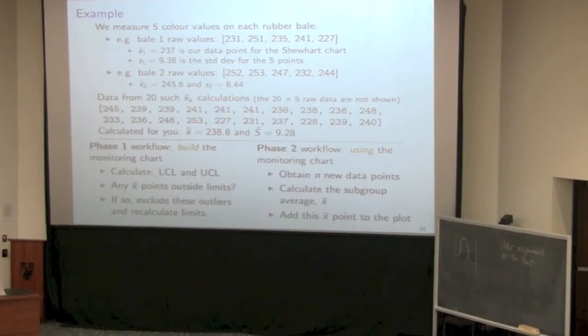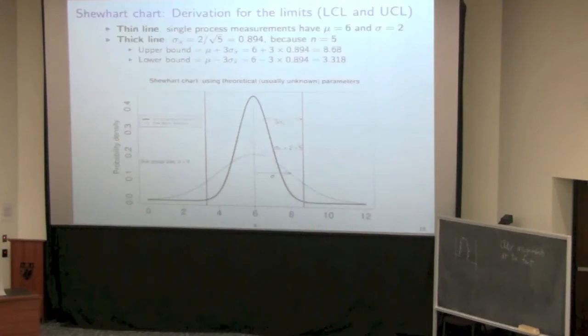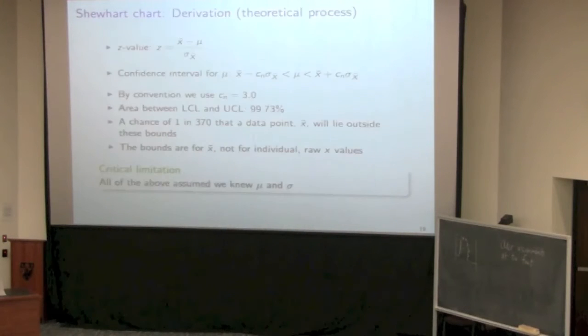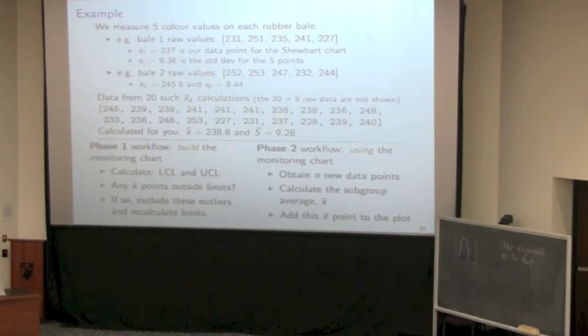So five values, calculate the average, throw the raw data away, you'll never use those raw data ever again. In fact, the 237, that's what you plot on the Shewhart chart. So if you go back to the Shewhart chart example here, 237 would be these numbers. These are, you plot the subgroup averages on the chart. You never plot the raw data on the chart. And so that's for the first five data points.